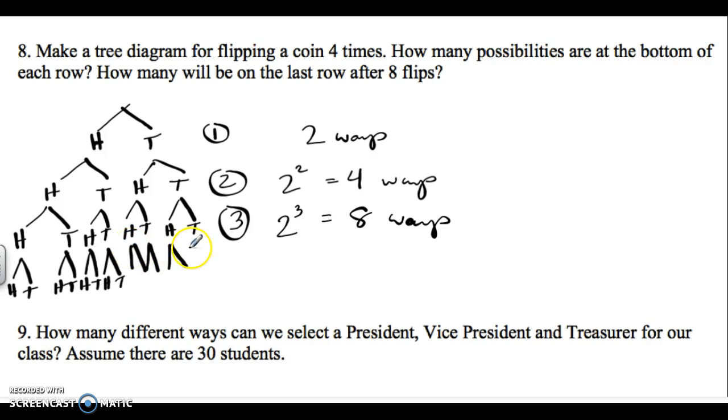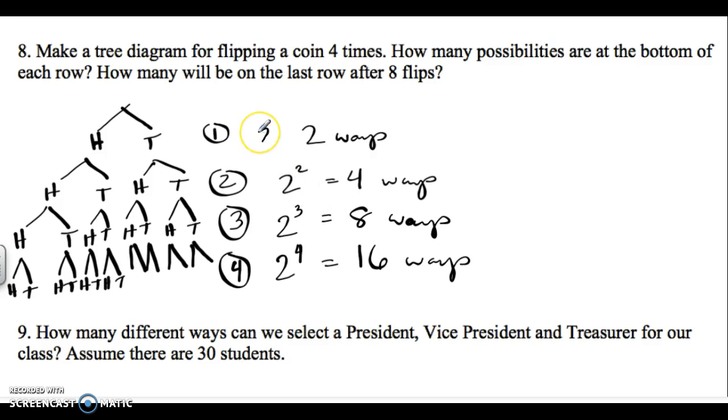And I'll just draw lines to make this quicker. So it looks like we have 1, 2, 3, 4, 5, 6, 7, 8, 9, 10, 11, 12, 13, 14, 15, 16 ways, or 16 possibilities, on flip number 4. So that's 2 to the 4th. That would be the same thing as 16 ways.